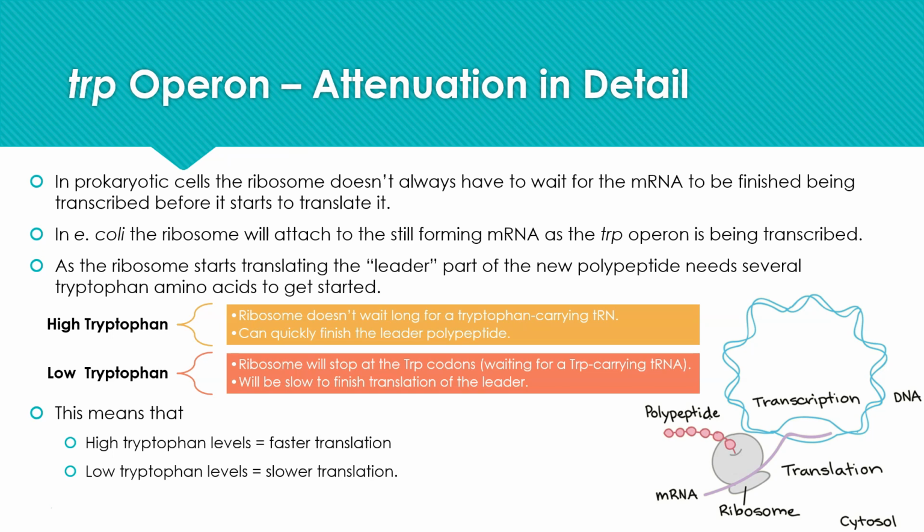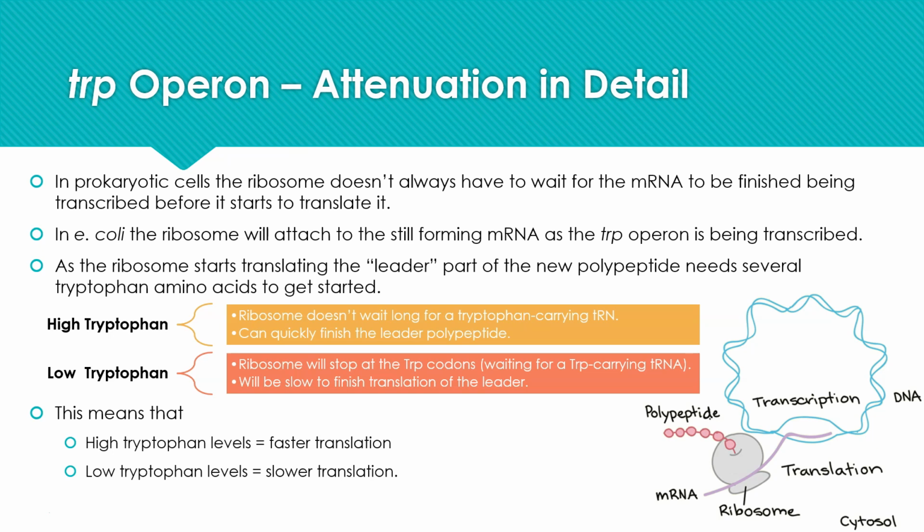One thing you have to keep clear in your head is that this is a prokaryotic cell. It doesn't have organelles. The DNA is not in a nucleus. So because the DNA is just in the cell around things like ribosomes, it means that the ribosomes don't actually have to wait for RNA polymerase to finish transcribing.